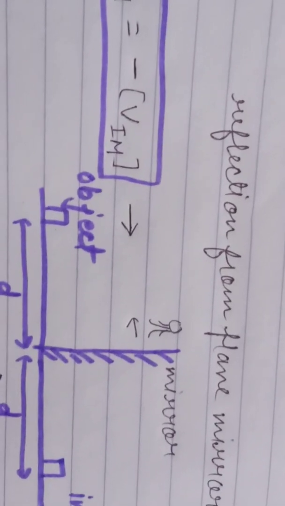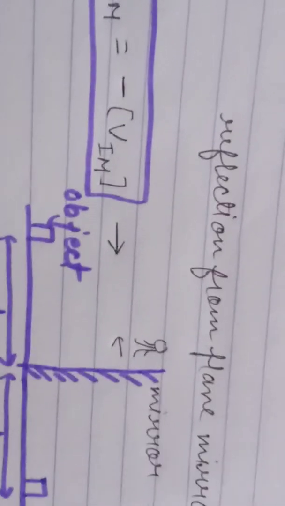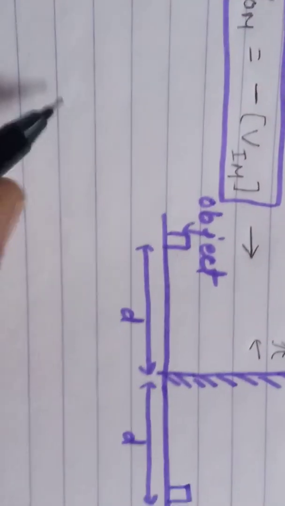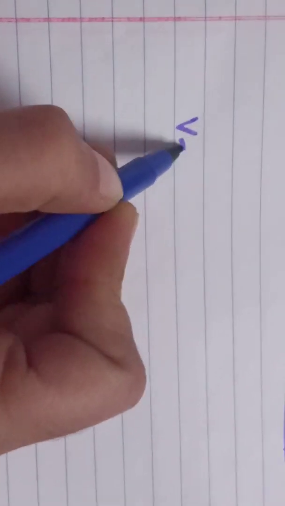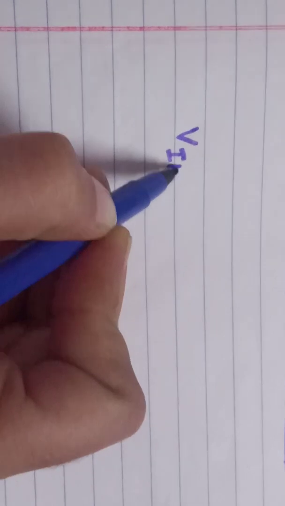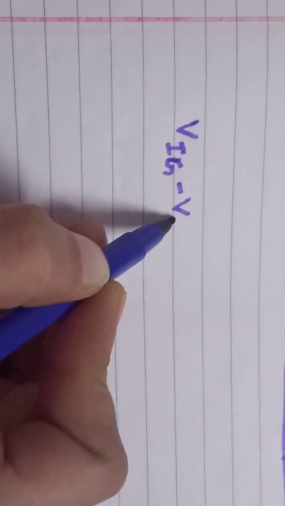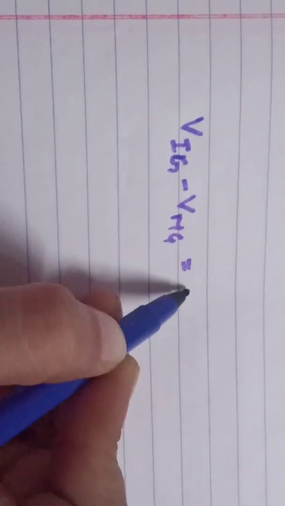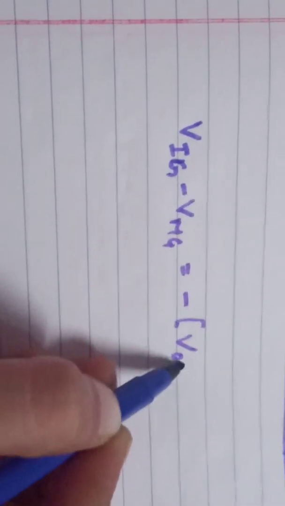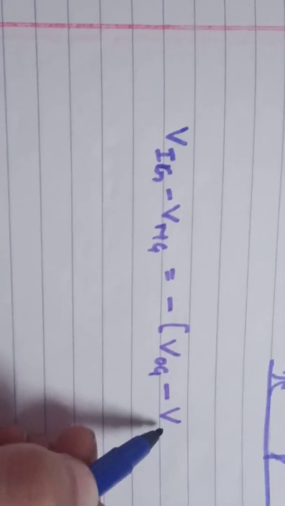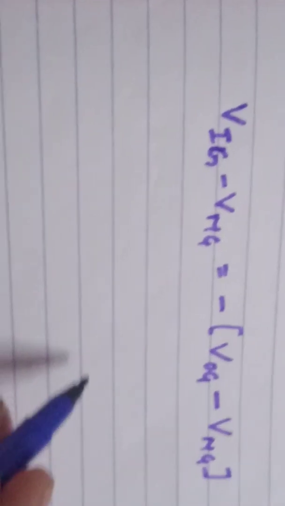For a moving object and mirror, the formula is velocity of image with respect to ground minus velocity of mirror with respect to ground is equal to minus velocity of object with respect to ground minus velocity of mirror with respect to ground. This is the formula. Now we will understand it by an example.